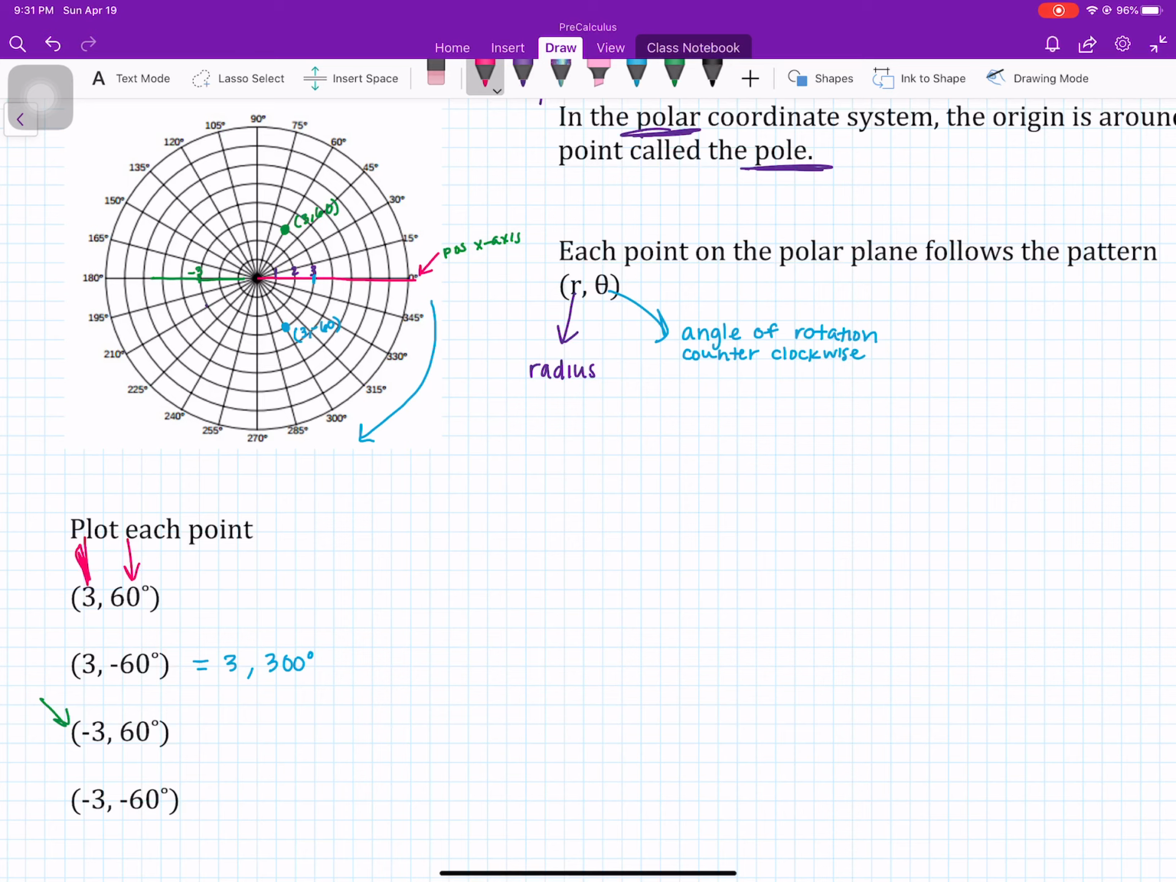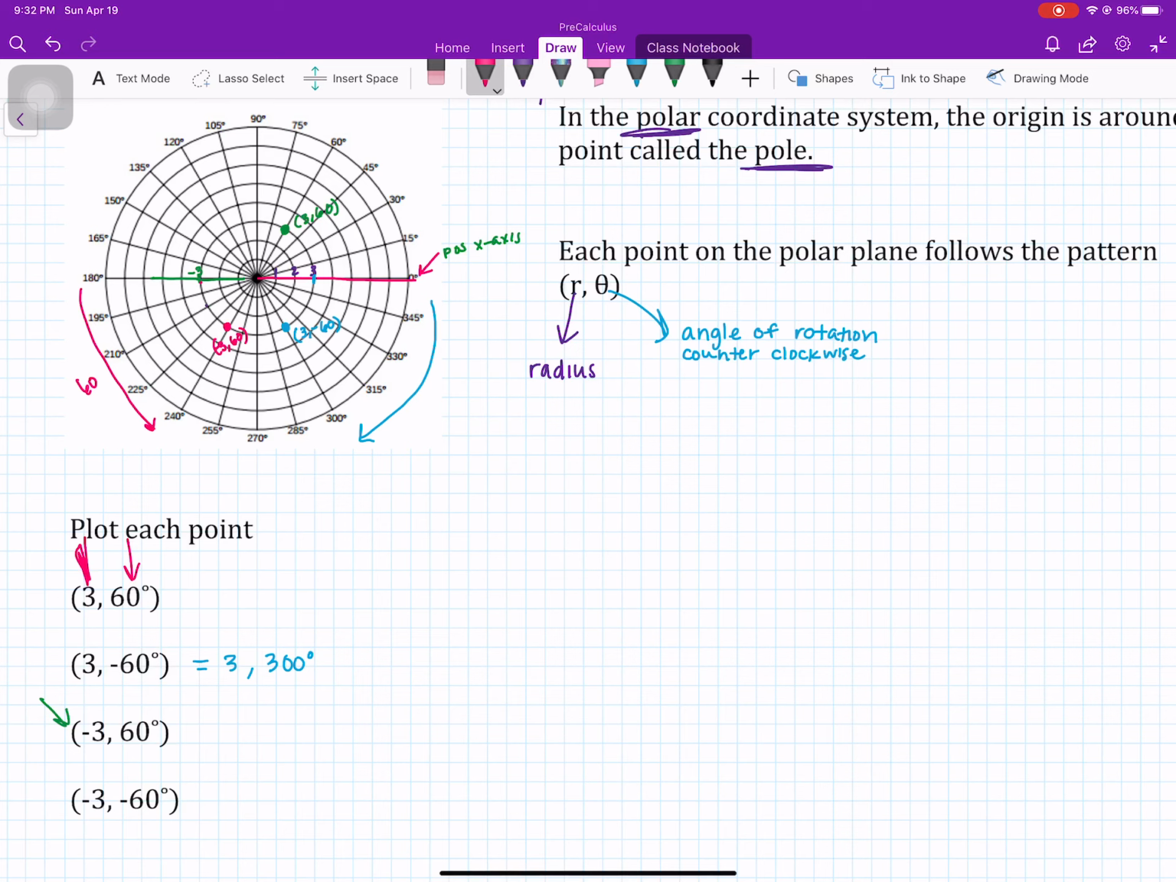And then I'm going positive 60. So again, I'm rotating counterclockwise. So I'm actually rotating down. So 60 degrees from this 180 degrees would put me at 240. So I'm right there. So negative 3, positive 60. Because again, you're going counterclockwise.